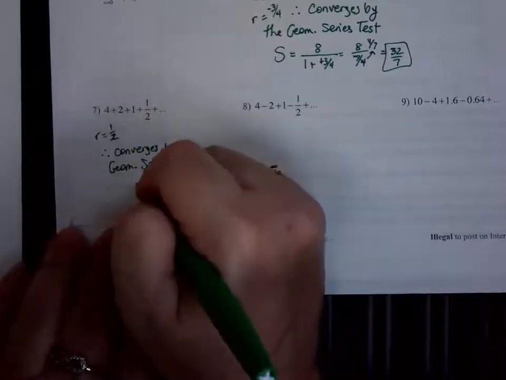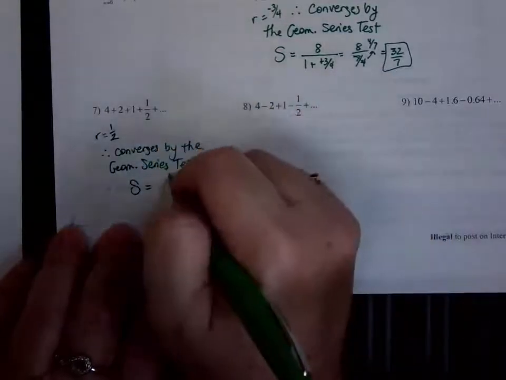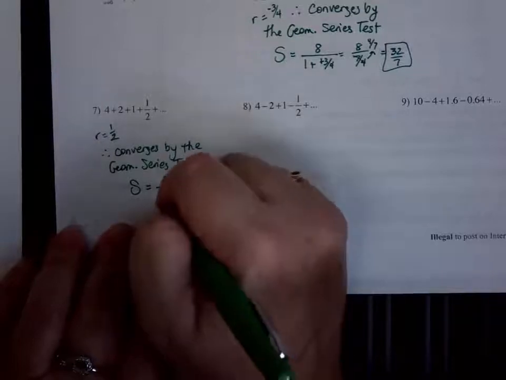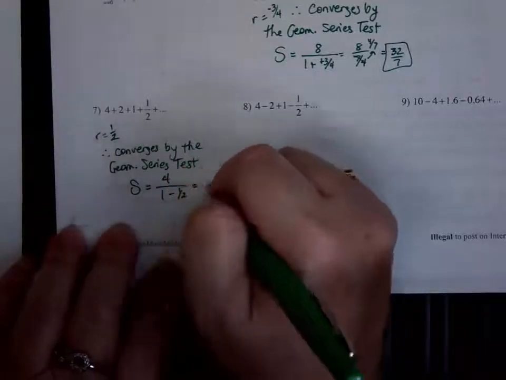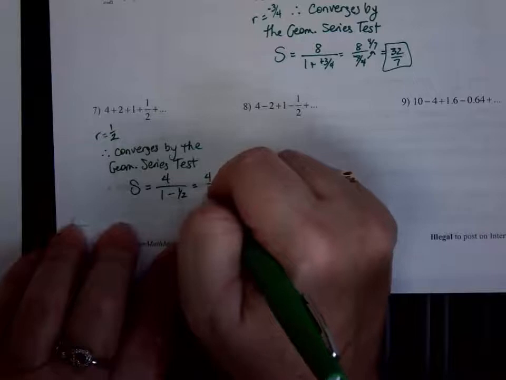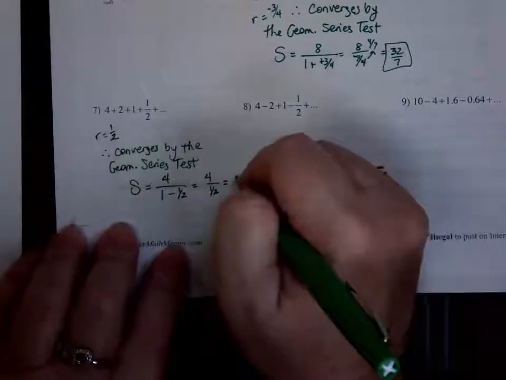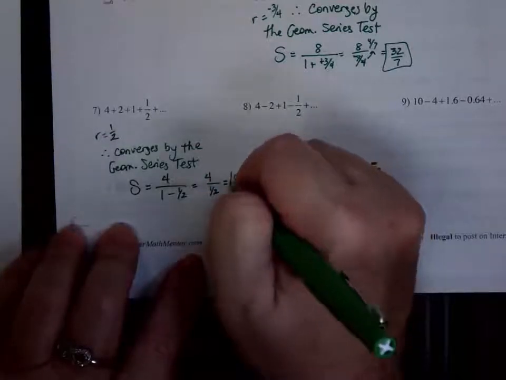So the sum will be A1, which is 4, over 1 minus 1/2, which is 4 over 1/2, which is 8.